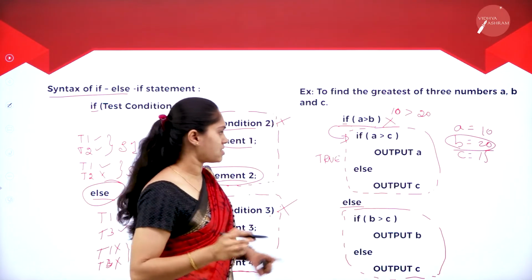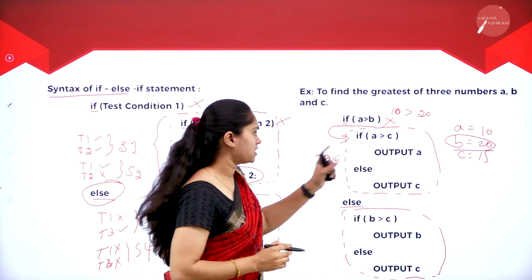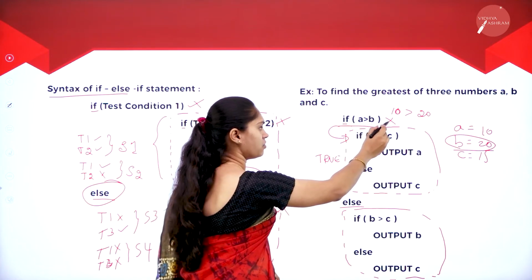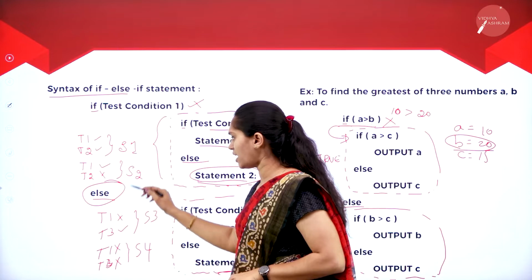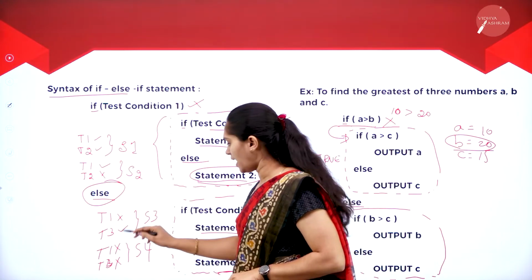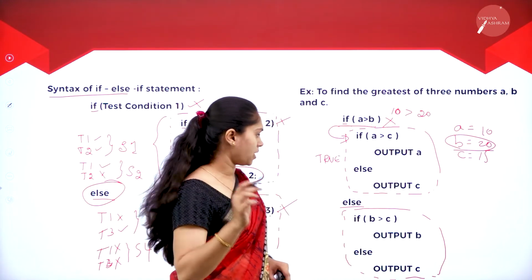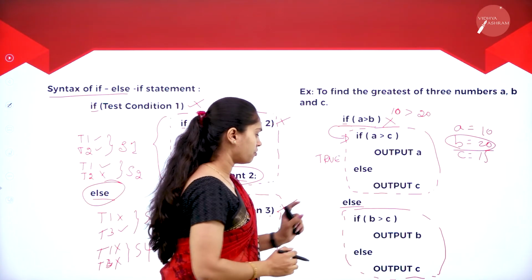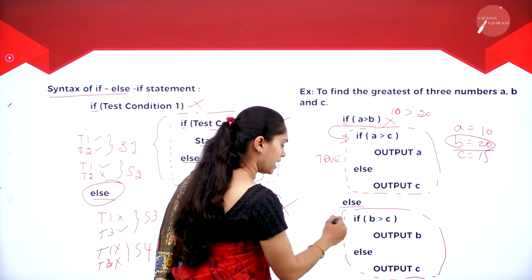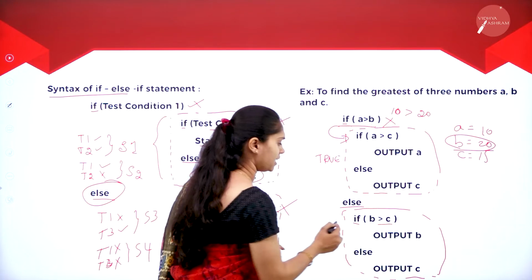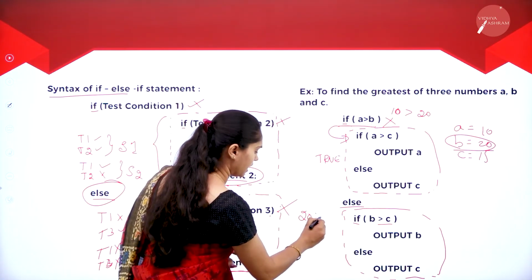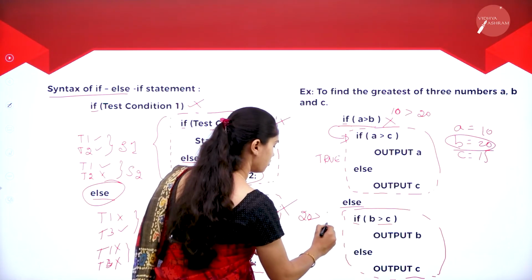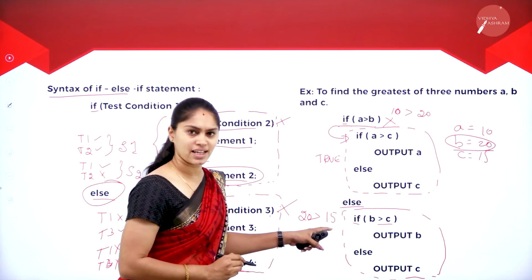Okay, now you understand. This part will not execute because my test condition 1 became false. So here, if test condition 1 becomes false, I can't go with test condition 2. I have to go to test condition 3. So I have to come to the else part. In the else part, I have a condition: if B is greater than C. Let me check the B value. 20 is greater than the C value, 15. Is 20 greater than 15?